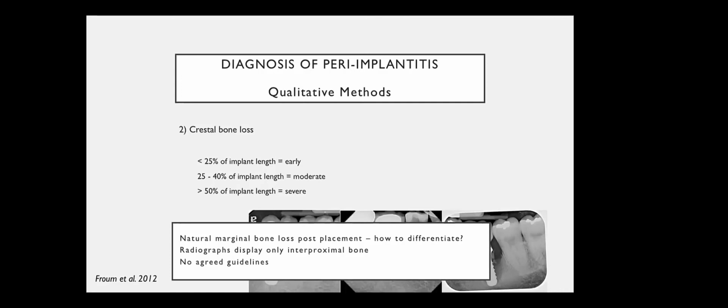Another problem is that every time you place an implant, you will get natural marginal bone loss of around 1 millimeter or 2. So how can you differentiate between natural marginal bone loss and actually pathogenic bone loss, which could lead to periimplantitis? And then lastly, the problem is that we're taking these 2D periapicals, which are only displaying interproximal bone. So what happens if there's buccal or lingual bone loss? We're not able to see it. And it's quite difficult to justify taking 3D CBCT scans once a year to check for buccal or lingual bone loss around an implant. So we most likely don't do that.